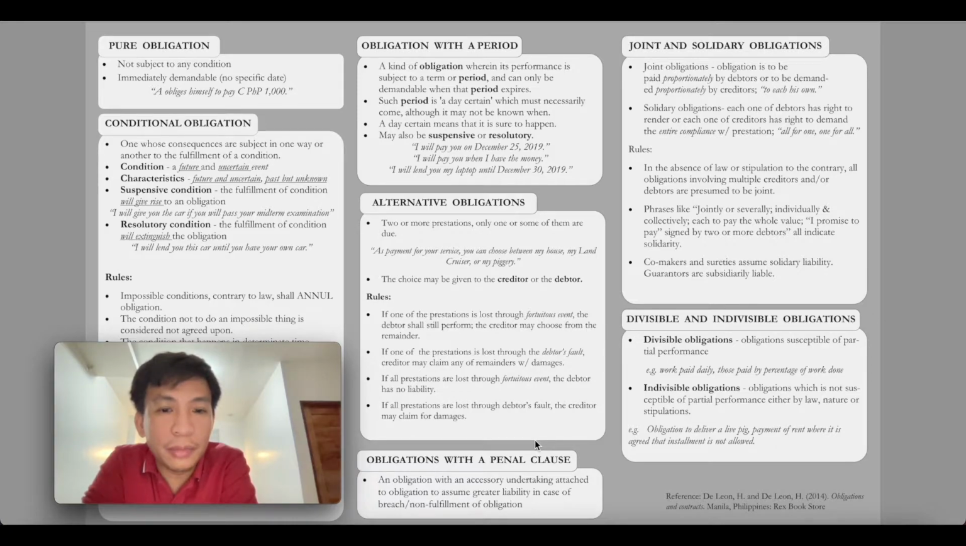Ito naman, yung mga may penalty. Kumbaga, kapag hindi niya nagawa o kapag hindi niya na-fulfill yung obligation niya, or in case na magkaroon ng breach of obligation, nadadagdagan yung liability niya kung hindi niya ma-fulfill yung obligation niya. That's as simple as it is. So that is obligation with a period.